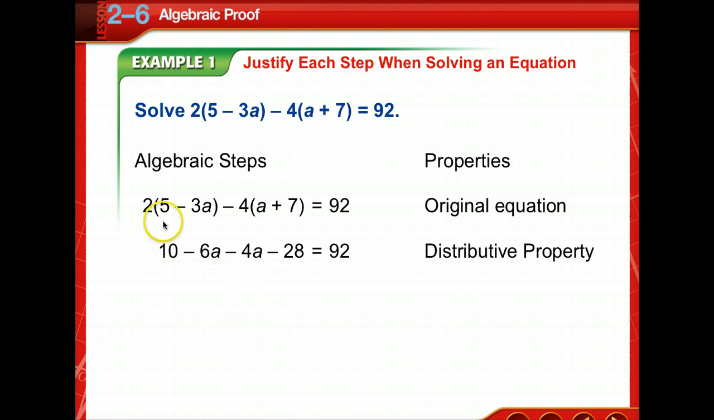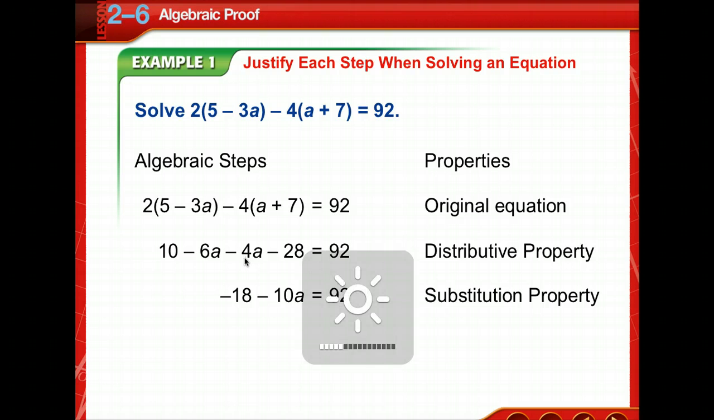We use the distributive property. We're distributing the 2 across this set of parentheses and the 4 across this set of parentheses. Then we're going to add together like terms. We're combining like terms. So a negative 6a and a negative 4a gives us a negative 10a, and 10 minus 28 gives us a negative 18. But it's the substitution property that tells us that we can substitute the negative 10a for the negative 6a minus 4a.